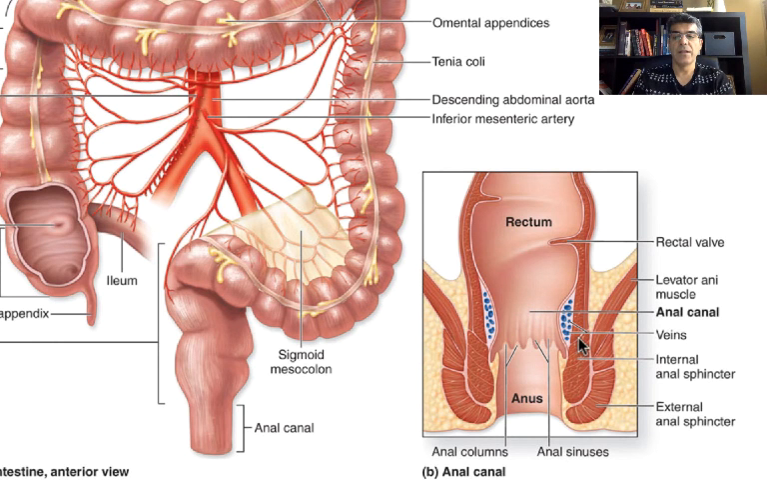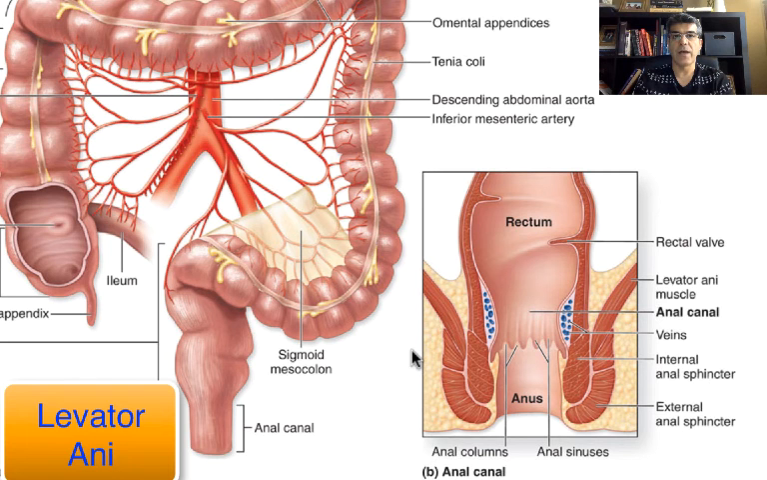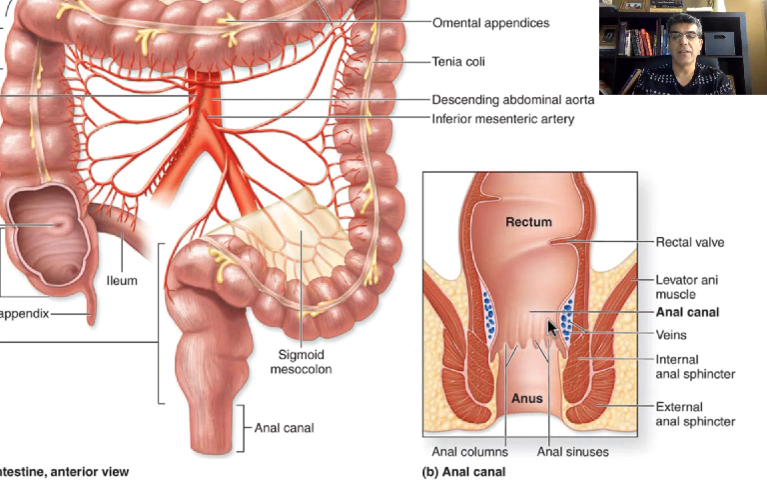Also realize the floor of the pelvis, here you can see the floor of the pelvis, has a thick muscle, and that is called levator ani. The anal canal is going to go through the levator ani to reach the anus outside. So the anal canal is passing through the floor of the pelvis, and that is called levator ani.